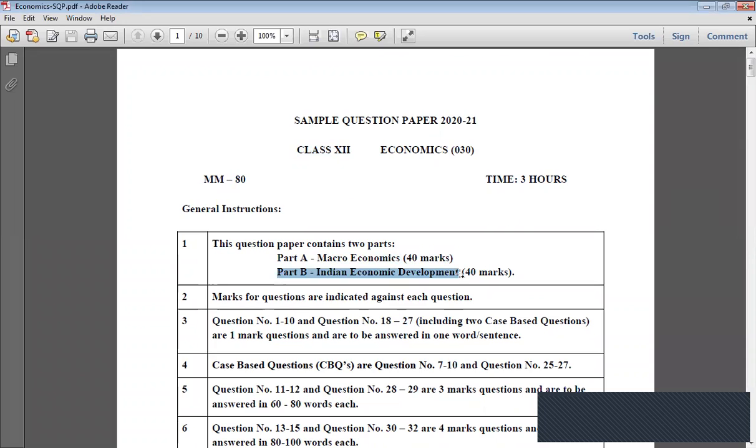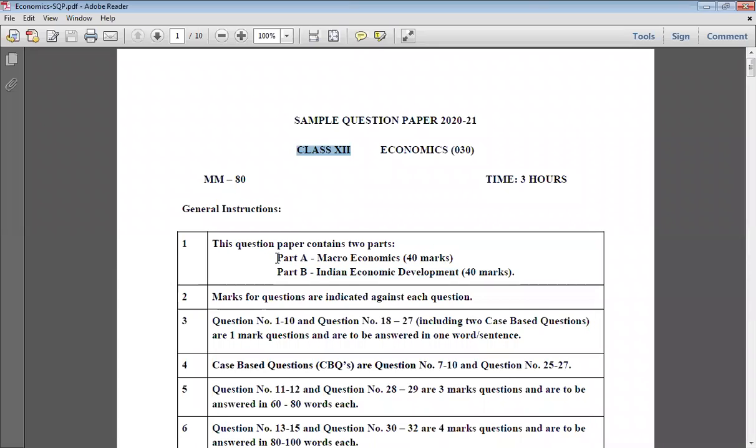Before 2018, in grade 12, you studied both macro and micro parts. Your super seniors studied both macroeconomics and microeconomics as part A and part B, and it seemed to be very tough. That's the reason CBSE decided to remove microeconomics from grade 12 and include it in your grade 11. You study that as part B, microeconomics.